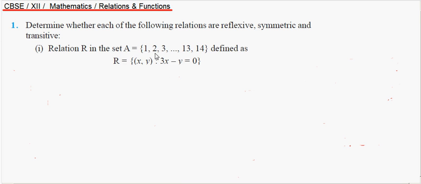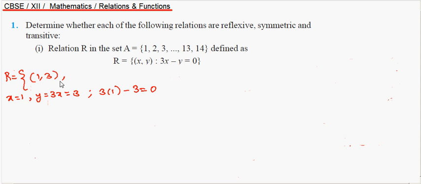The relation is given in the set A, which is 1, 2, 3 till 14, defined by the relation x comma y, which is given by 3x minus y equal to 0. First, let's see what are the ordered pairs which belong to this relation. Say x is equal to 1, y will be equal to 3 times x, which is equal to 3. That is, 3 times 1 minus y, that is 3, is equal to 0. Therefore, the first ordered pair is 1, 3.